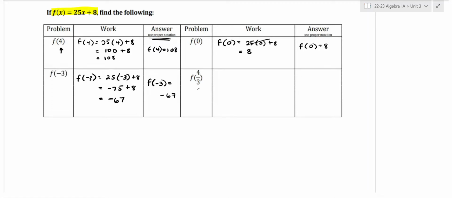How about a fraction? A fraction is just an x value. So f of 4 over 3 is equal to 25 times 4 over 3 plus 8. Simplifying, this is 100 over 3 plus 8. All right, so we're trying to get a common denominator. It's 100 over 3. Of course, you're welcome to just use a calculator, but you do need to learn how to do this by hand. 8 times 3 is 24.